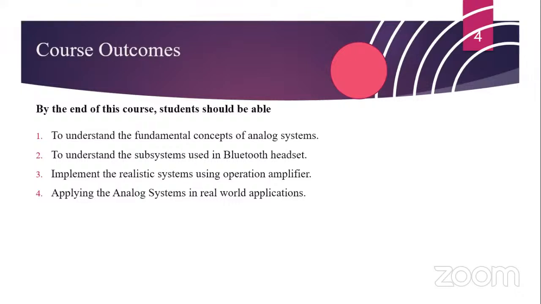Now, the course outcomes. Basically, we start with understanding the fundamental concepts of analog systems. This is the first outcome that you will have after completion of this course. That means you are aware of what an analog system is. Second, you easily understand the different subsystems used in a Bluetooth handset. So these are two course outcomes at the understanding level.